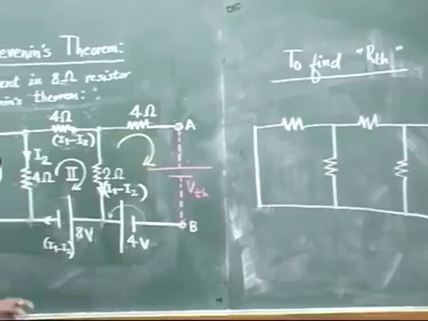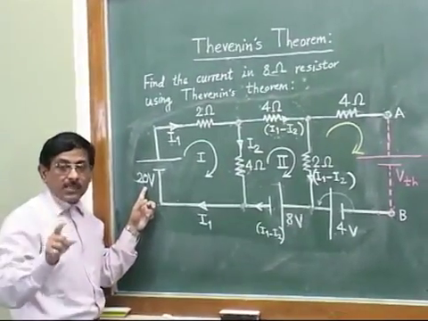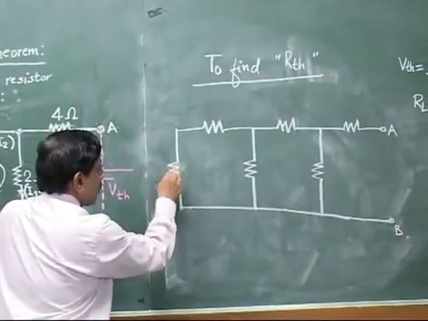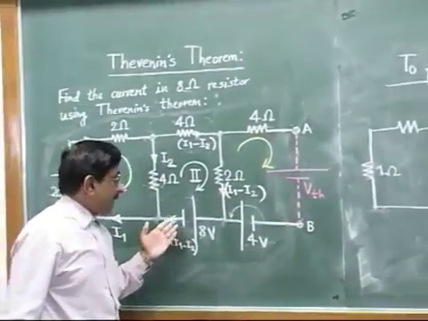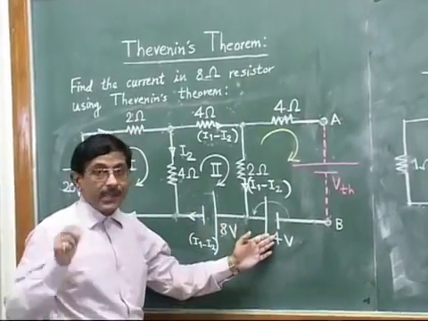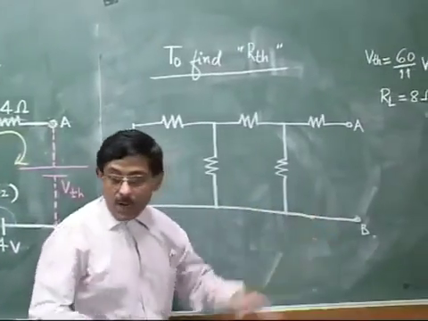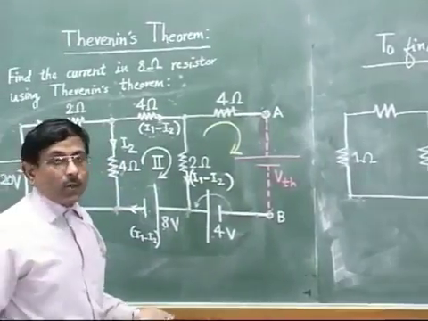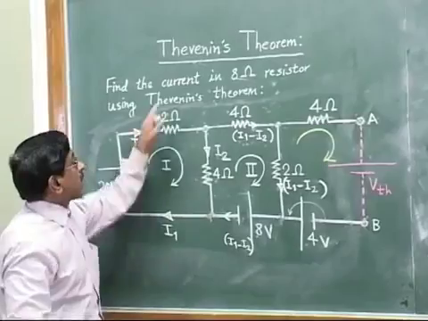Suppose, as I told you earlier, this 20 volt source has a 1 ohm resistor. Then you should not write the circuit like this; you should have shown that 1 ohm here. Same case if they had mentioned internal resistance for the other voltage sources; then you should have shown it at the appropriate places. However, we are assuming in this problem that the sources are ideal because they have not mentioned any internal resistance in the problem.